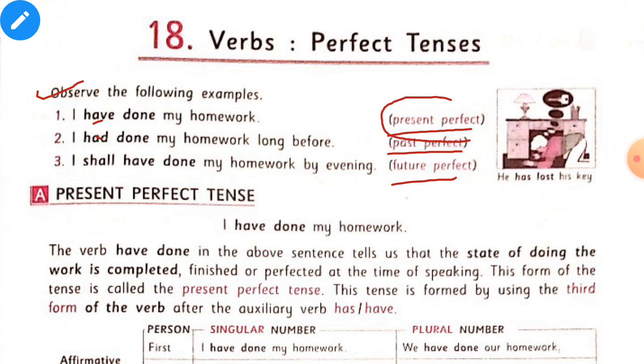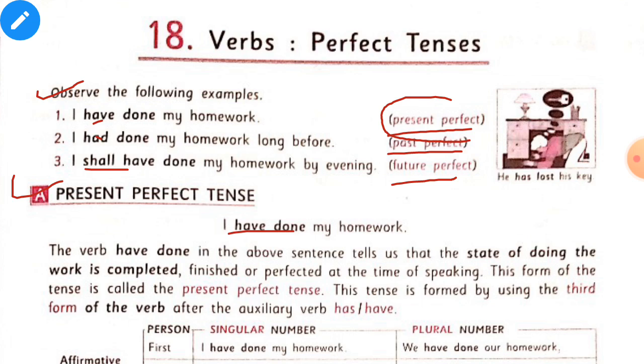Okay, and the third one is I shall have done my homework by evening. Children, this sentence is in future perfect. So children, in this chapter we will also learn how verbs are used in present perfect, past perfect or future perfect tense. So now first of all we will learn about present perfect tense.